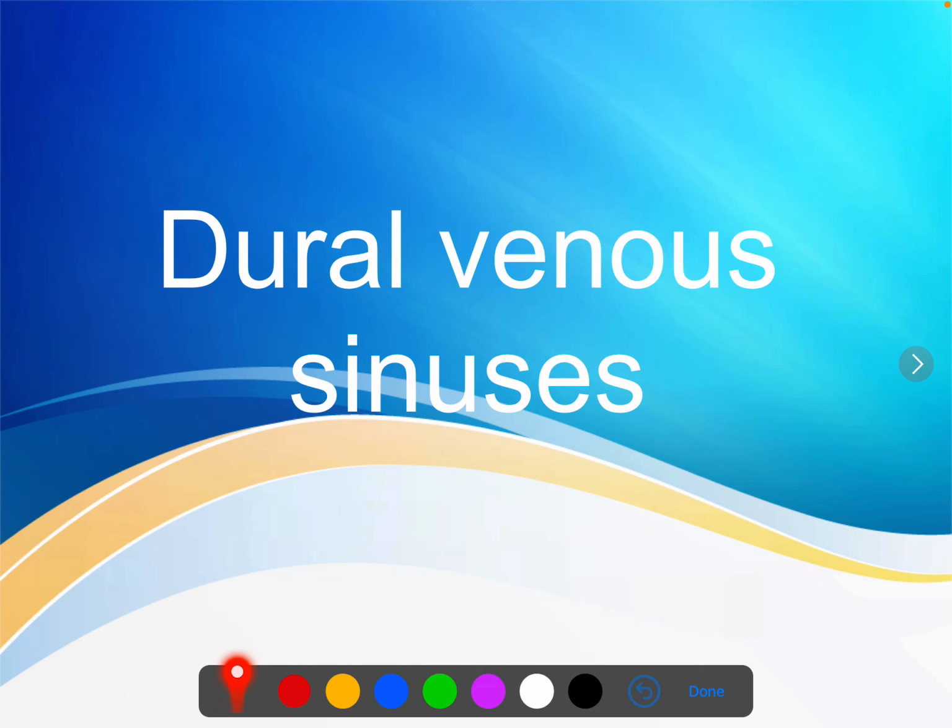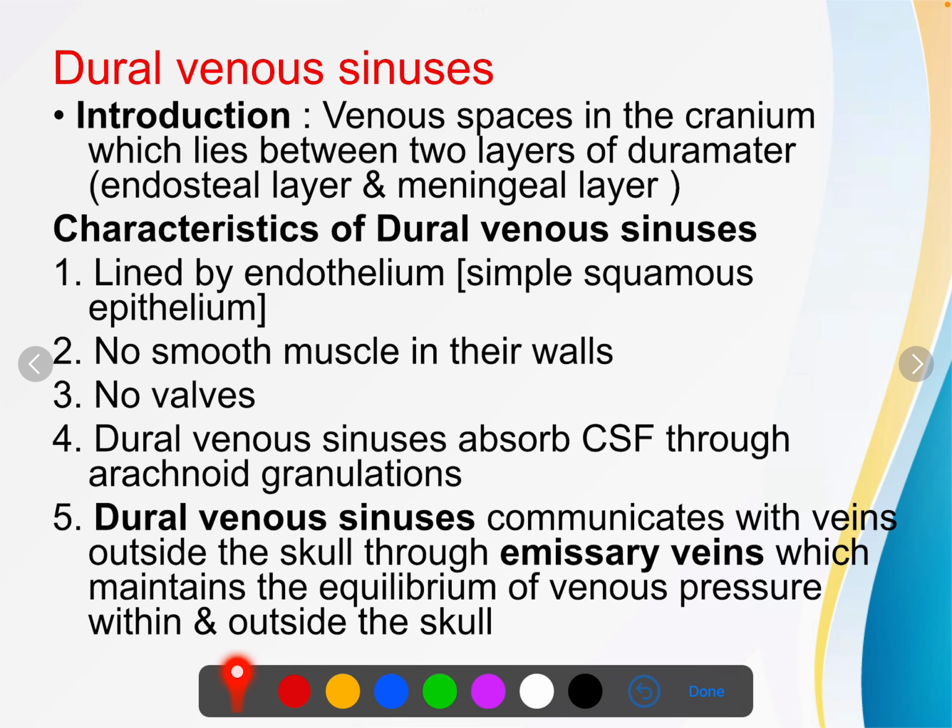Dural venous sinuses. The dural venous sinuses are the space in the cranium which lies between the two layers of the dura mater. The two layers of the dura mater are the outer endosteal layer and the inner meningeal layer. Then the characteristic of dural venous sinuses: it is lined by the endothelium, that is, by the simple squamous epithelium.